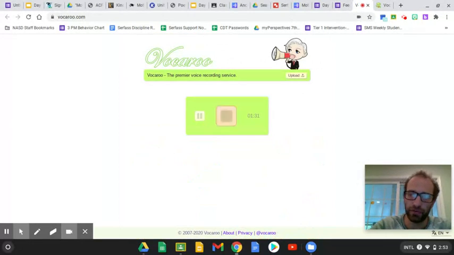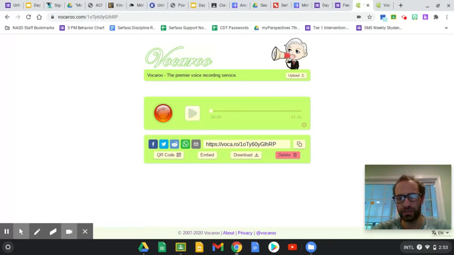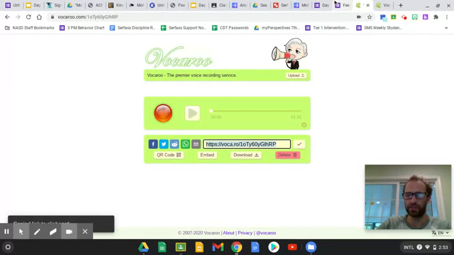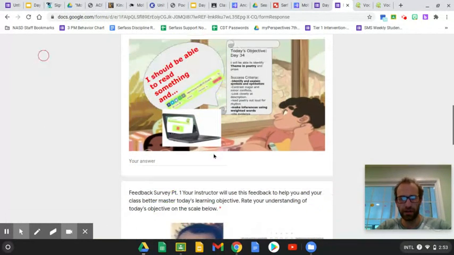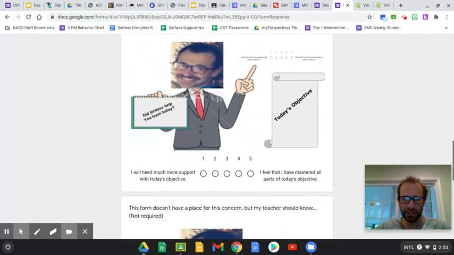So I would go back to Vocaroo. I would click that glowing square again. I would click save and share again. And after I click save and share, I would click on those two boxes on top of each other. I'd go right back over here, go down there, and I would go Control V. Boom, there it is. Then I would give Mr.